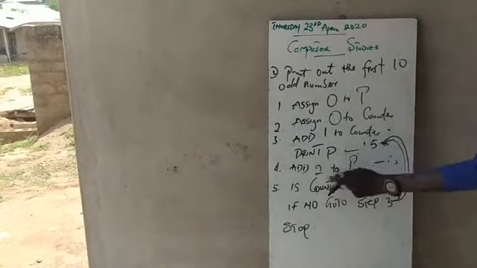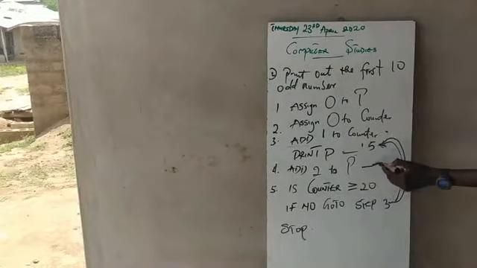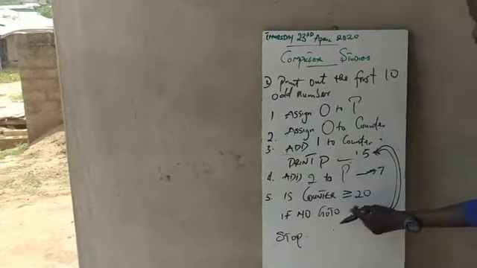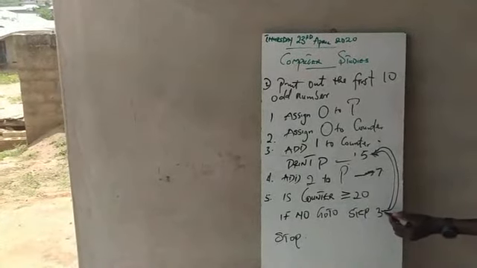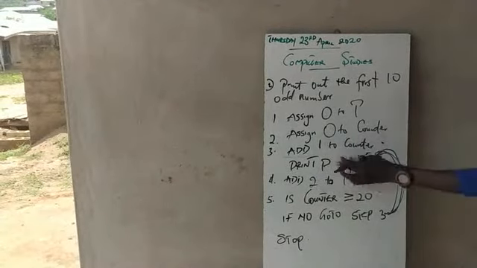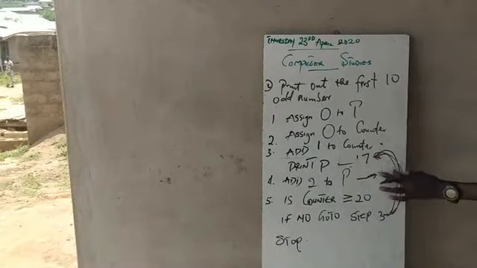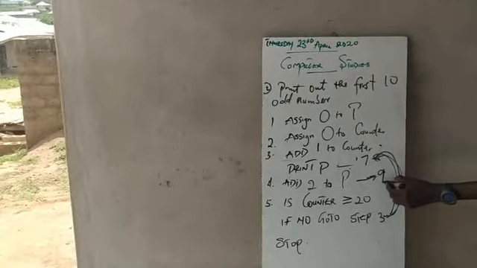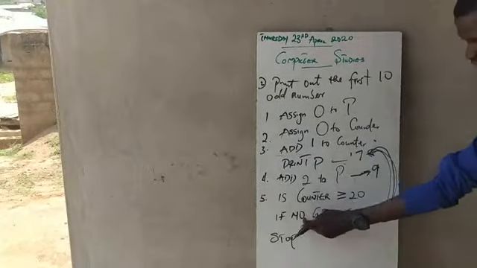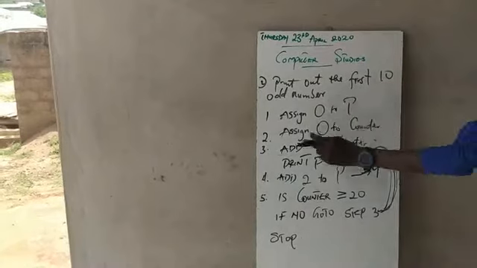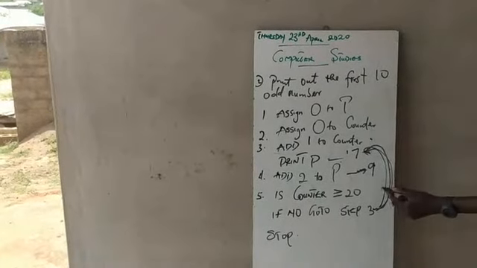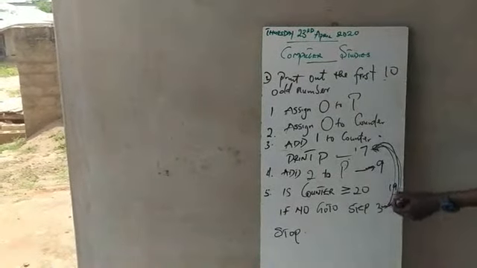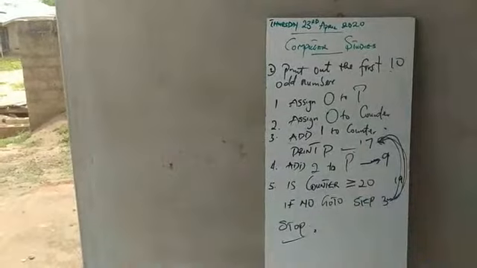So if you are now adding 2 to P again, at this point P will be 7. Then is counter greater or equals to 20? If no, go to step 3. So at this point, you loop again. Then if you are printing P, it will be 7. Then step 4, add 2 to P, then it will be 9. If it is not up to this, you keep moving until you have 19, because the question says print out the first 10 odd numbers. Then after you get to that point, your program will stop.